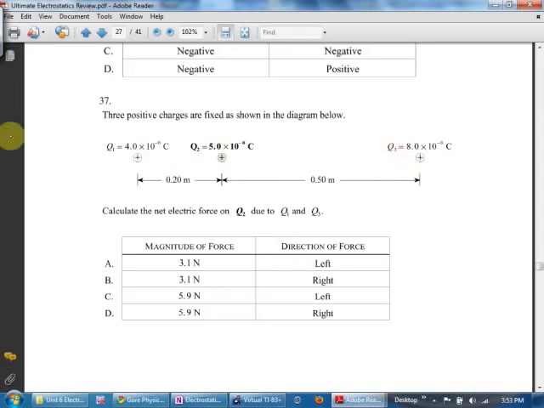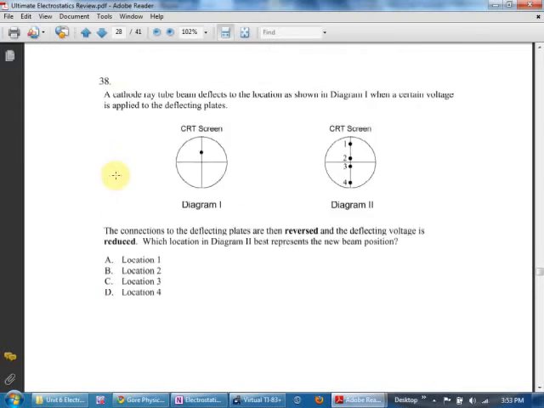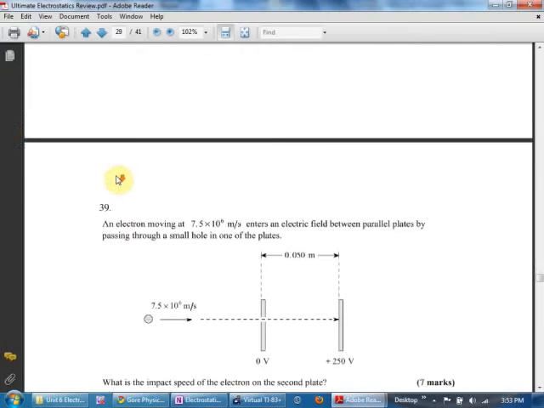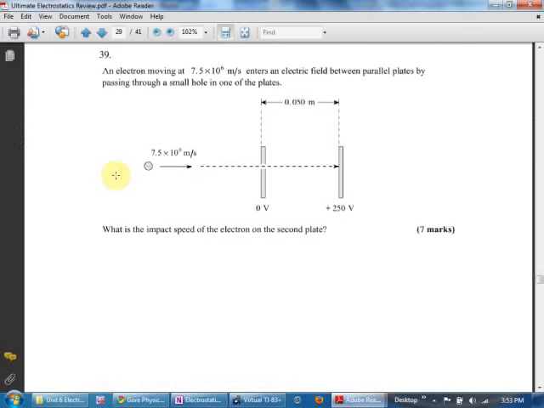Cathode ray, a little bit of that. So we have an electron, which is negative. It's heading towards some plates.